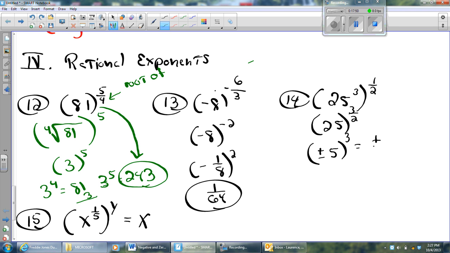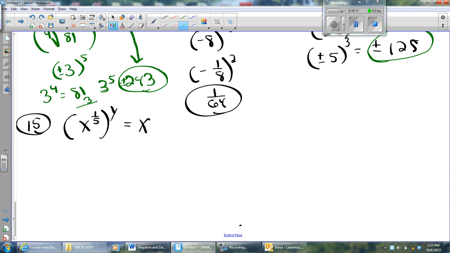Oh, and I made a mistake back here, didn't I? Yeah, because the fourth root of 81 is going to be plus or minus 3, so the answer is going to be plus or minus 243. I apologize. I'm going a little too fast for my own good. There you go. All right, this one is cake, 15.